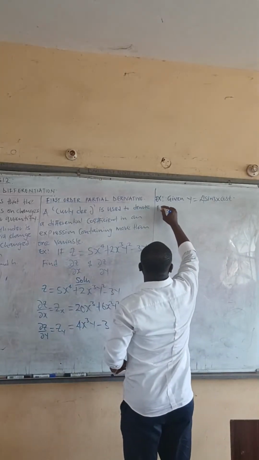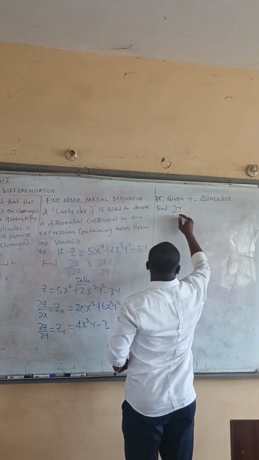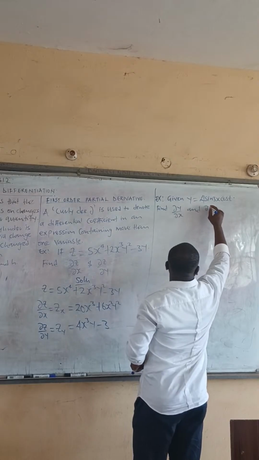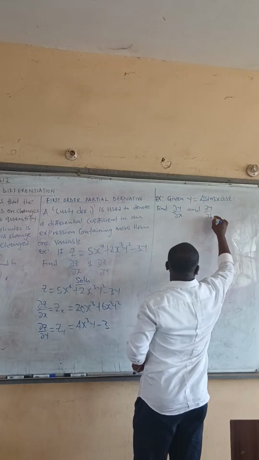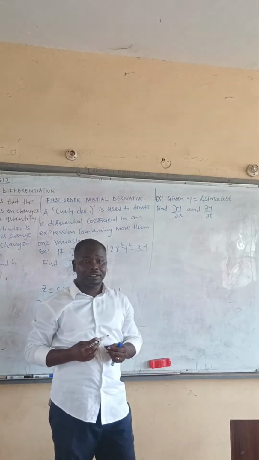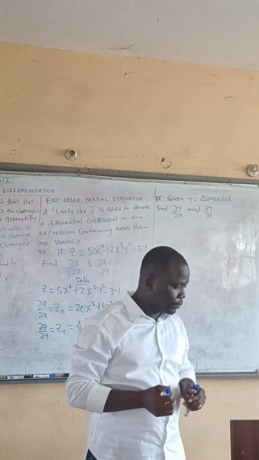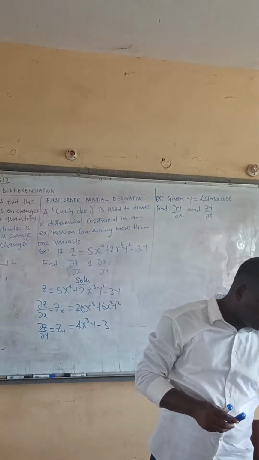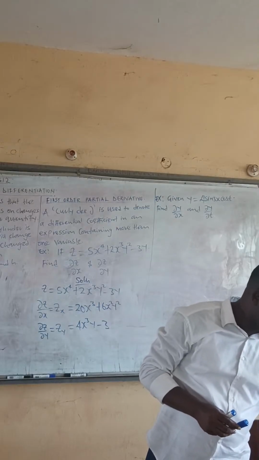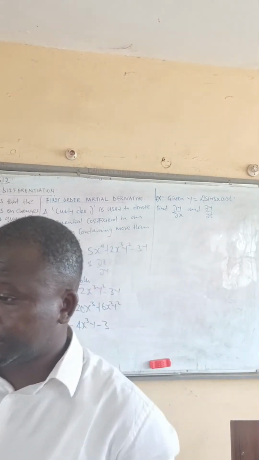They said find partial y all over partial x and partial y all over partial t, because the two variables are x and t. Let's look at it together. Or has anyone finished solving?